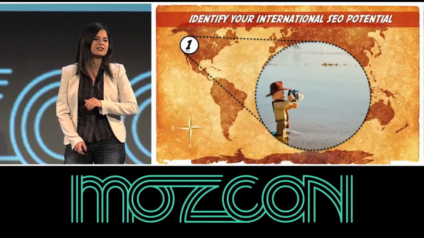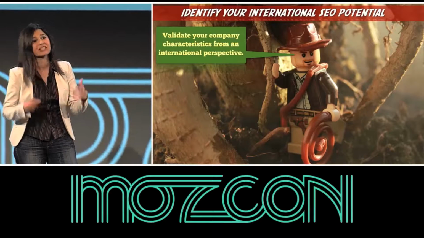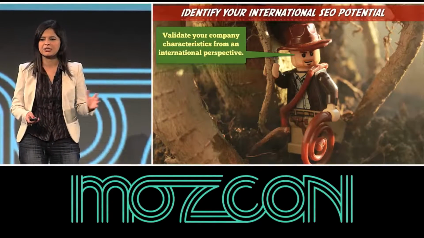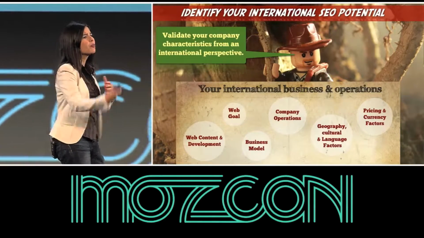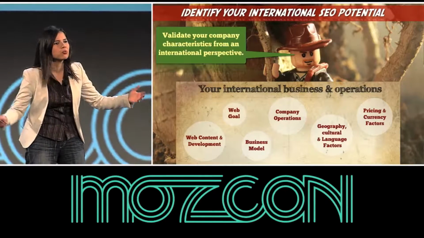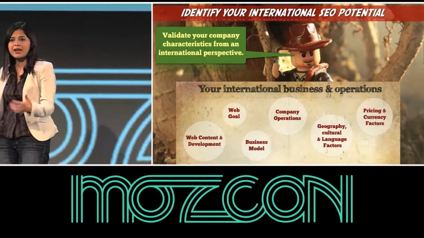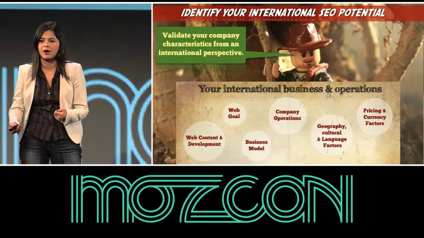The first step is to identify your international SEO potential, which is a step that, unfortunately, some companies don't really validate at the beginning. And it's very important that you validate your company characteristics, operation, web goals, your language, country, delivery support, pricing model, everything to check that you are really ready to go abroad. It's not only to publish a website and that's it, it's to do business abroad.